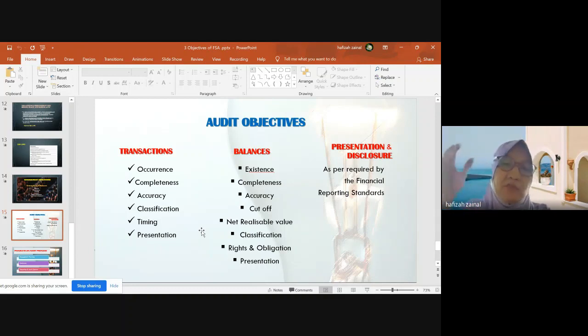So coming back to this one, classification is what? Classification is this: we want to ensure that when they capture that particular transaction, that particular transaction should be an expense or should be an asset.